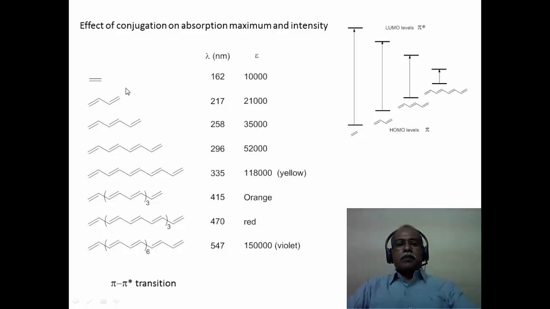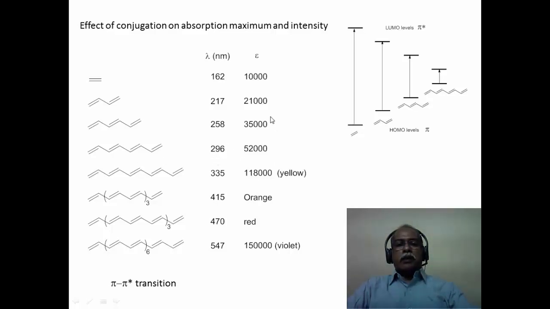So ethylene has an absorption around 162 nanometers. Butadiene already is shifted to 270 nanometer. All of them are measured essentially in nonpolar solvents. And in the case of octatetraene, for example, this is 296 nanometer.